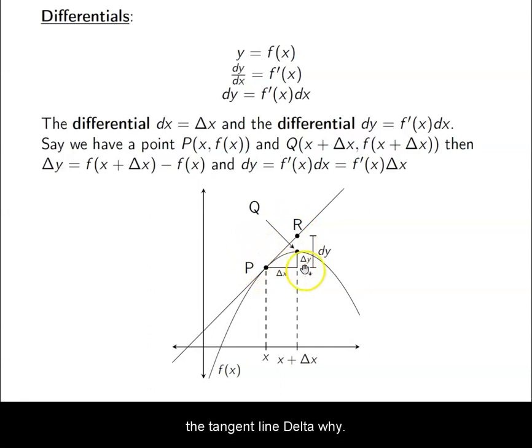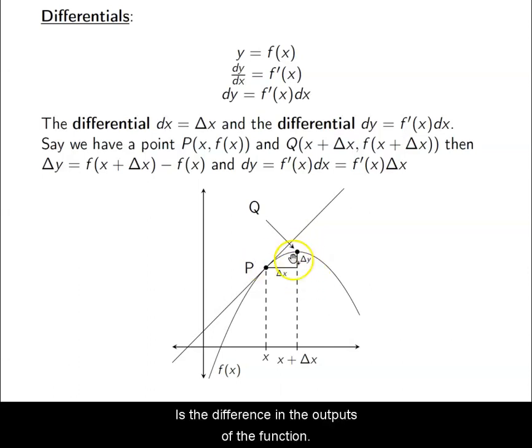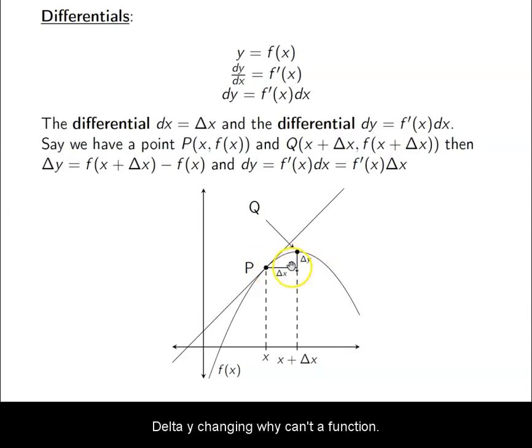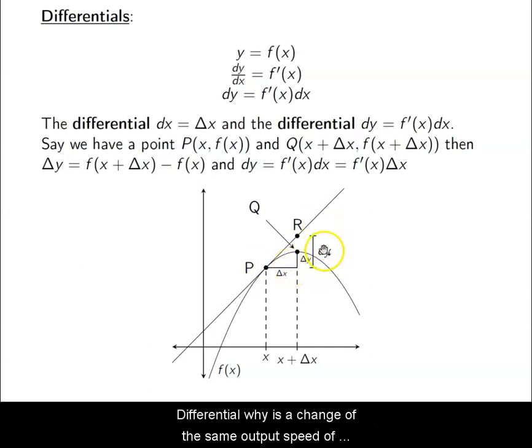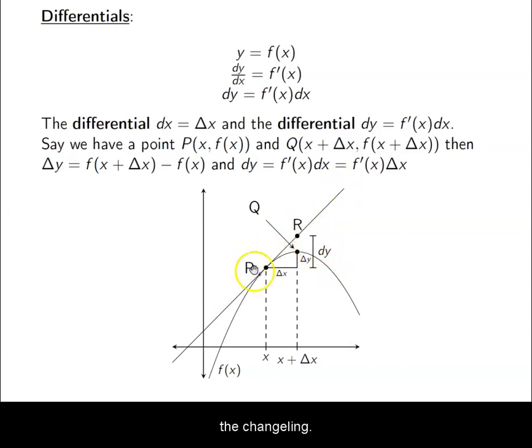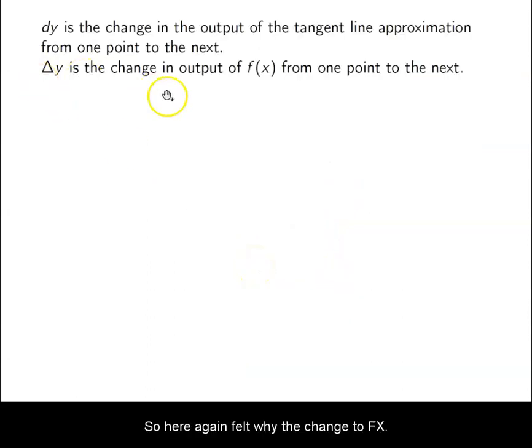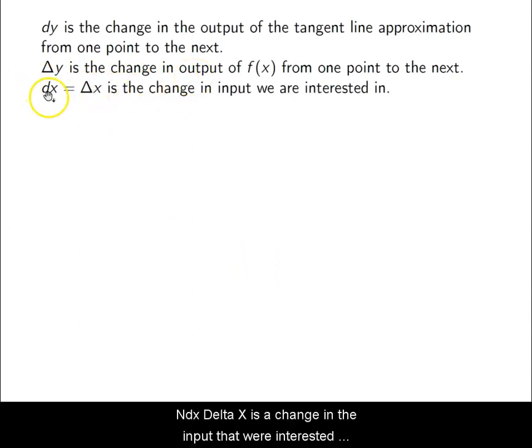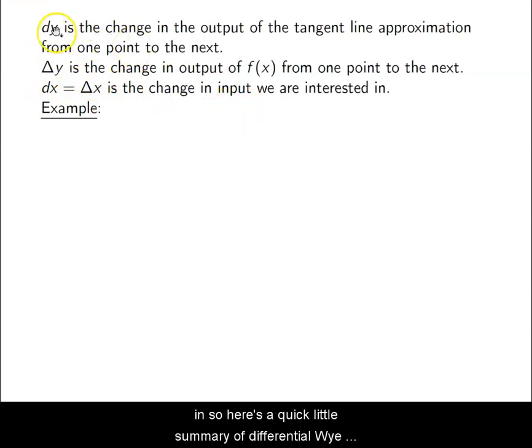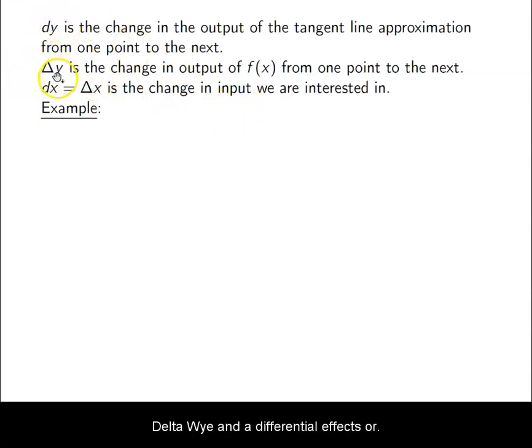Delta y is the difference in the outputs of the function. So delta y, change in y, is the change in outputs of the function. Differential of y is the change of the same outputs but of the tangent line. So here again, delta y is the change in output of f of x from one point to the next, and dx, delta x, is the change in the input that we're interested in. So here's a quick little summary of differential of y, delta y, and the differential of x, or delta x.